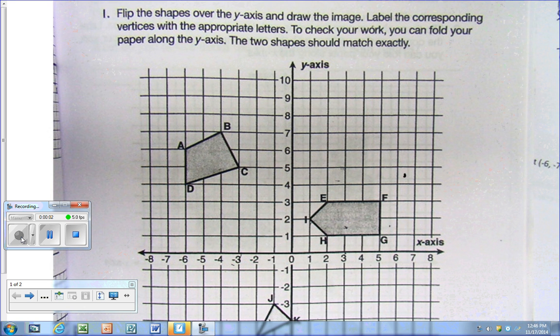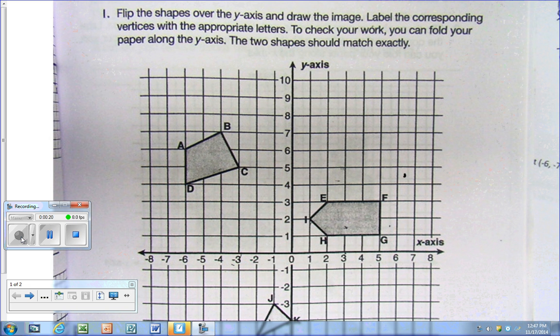Okay, so today we learned about reflections on the coordinate plane. So for homework, we're going to flip the shapes over the y-axis and draw the image. We're going to label the corresponding vertices with the appropriate letters. And then to check our work, we can fold the paper along the y-axis. That's similar to what we did with the warm-up today. The two shapes should match exactly.